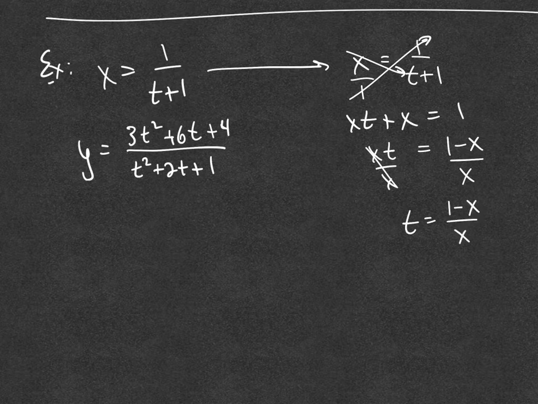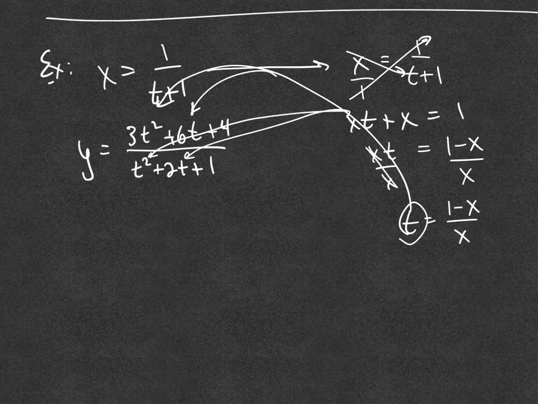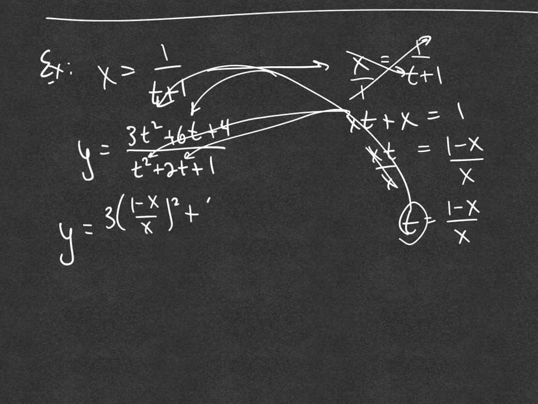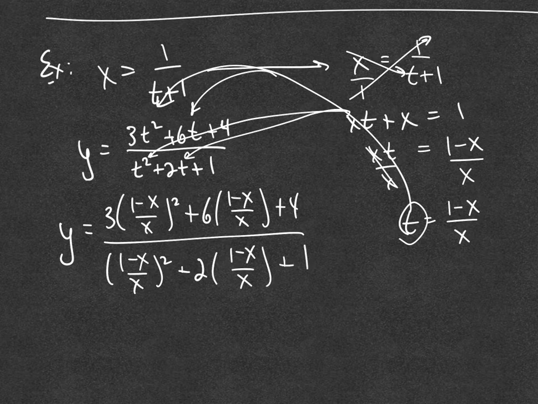Now, wherever I see a t, and unfortunately, that's quite a few places, everywhere I see a t, I've got to replace it with 1 minus x over x. So what y then becomes is 3 times (1 minus x over x) squared plus 6 times (1 minus x) over x plus 4, divided by (1 minus x over x) squared plus 2 times (1 minus x) over x plus 1. All right? And what I'm going to challenge you guys to do is simplify that.